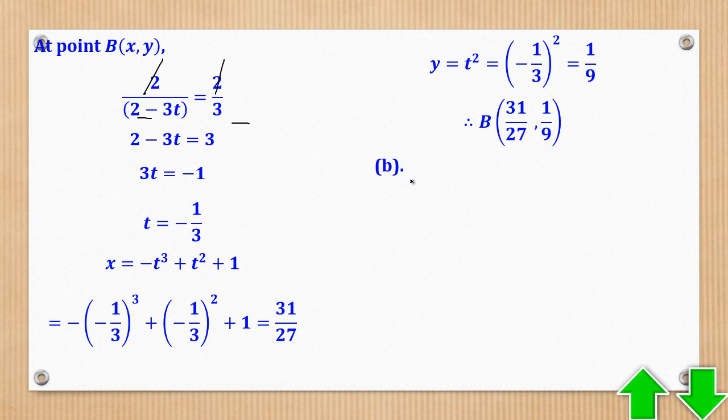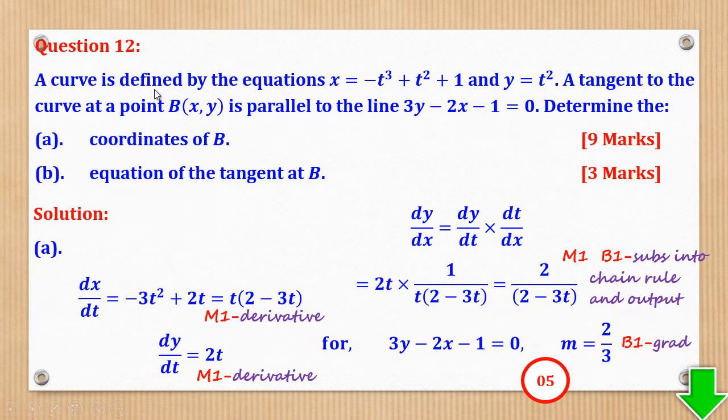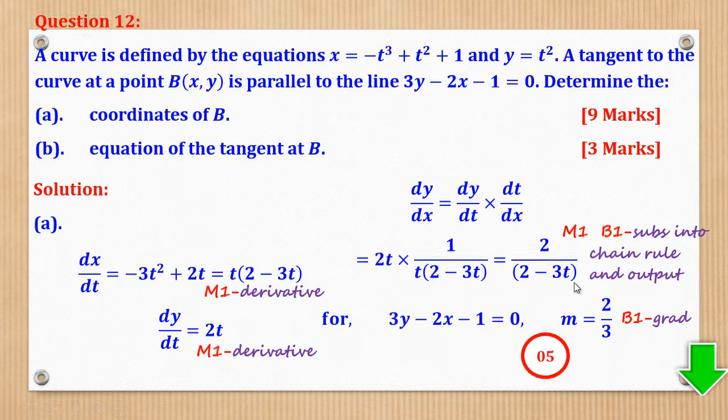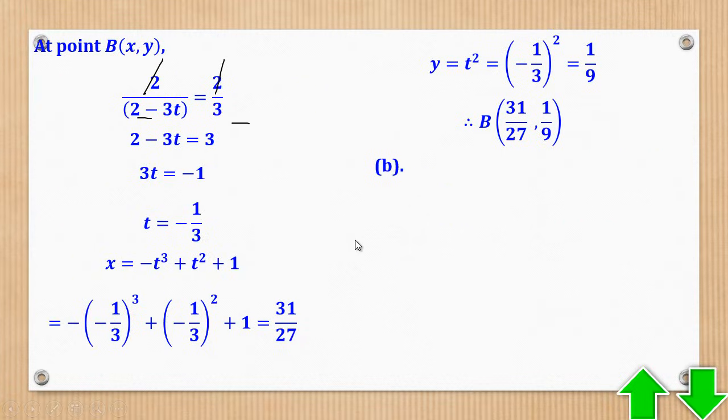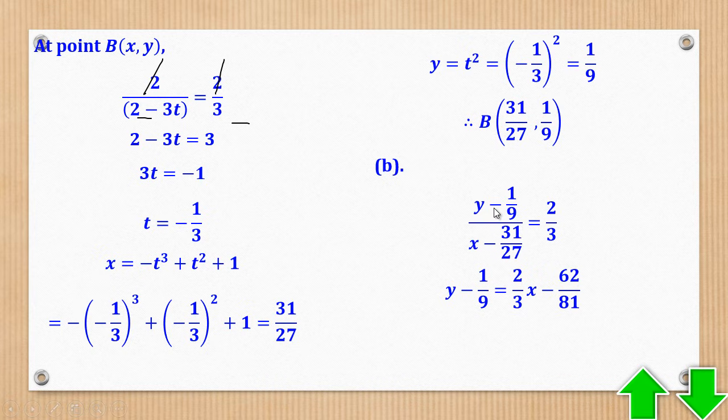Then part B. Part B says find the equation of the tangent at B. The good thing, I now know the gradient and I know the coordinate, so I can easily get the equation of the tangent. And that's what they wanted.